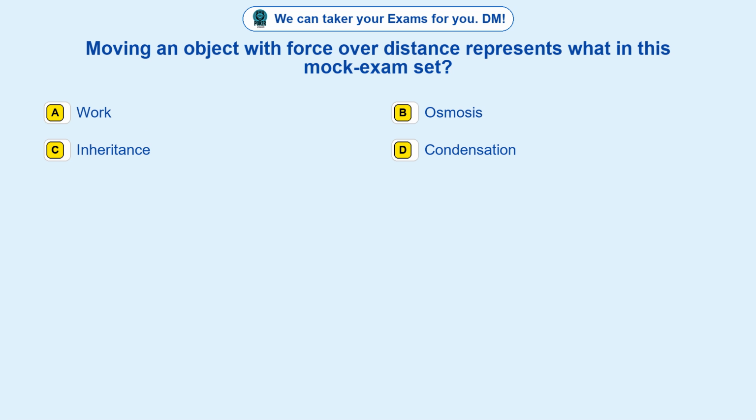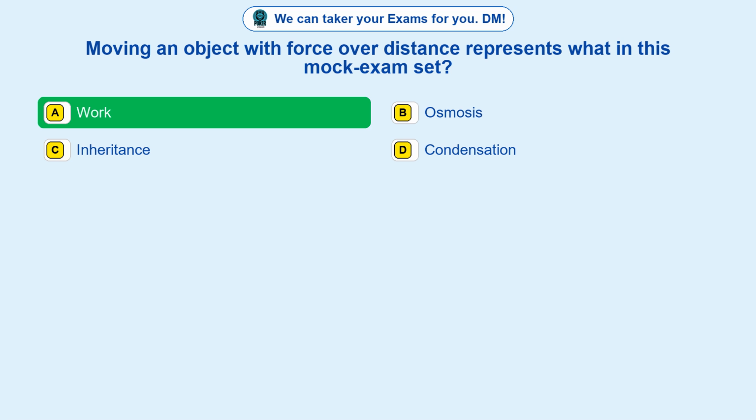Question 59. Moving an object with force over distance represents what in this mock exam set? Option A, work. Option B, osmosis. Option C, inheritance. Option D, condensation. The correct answer is option A, work.